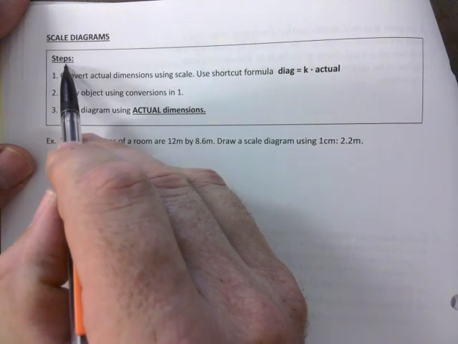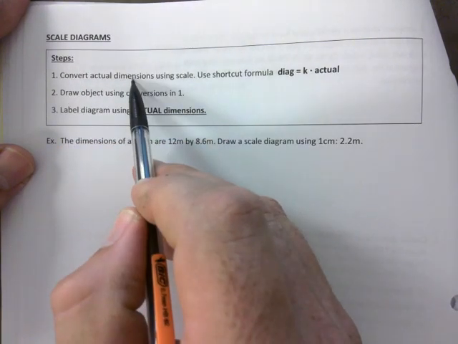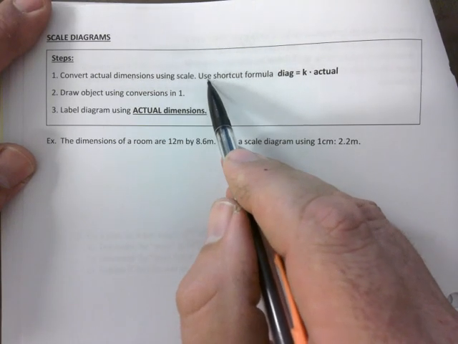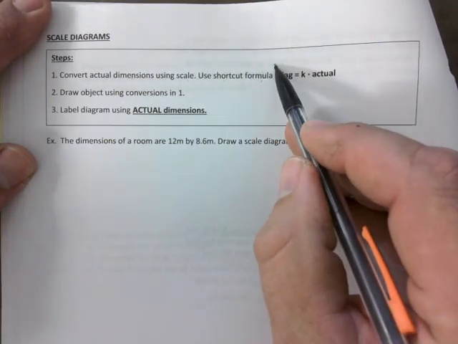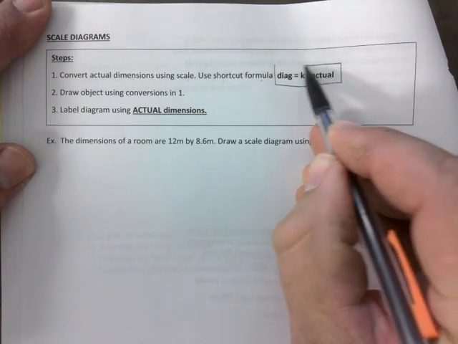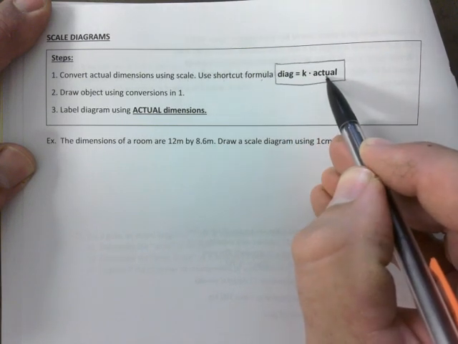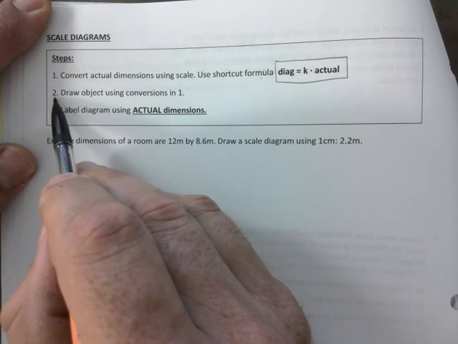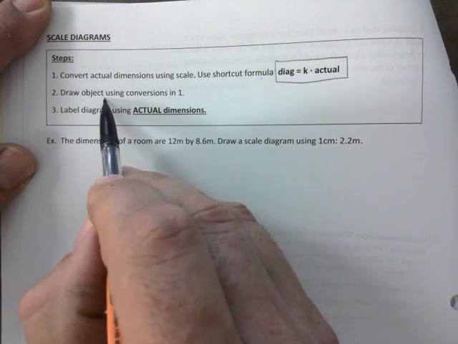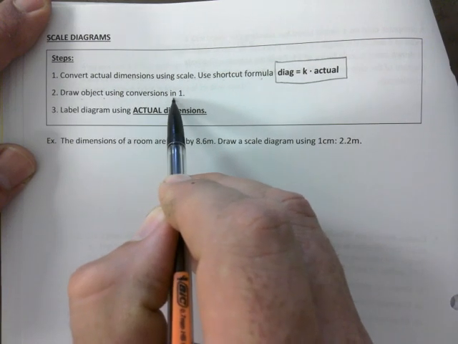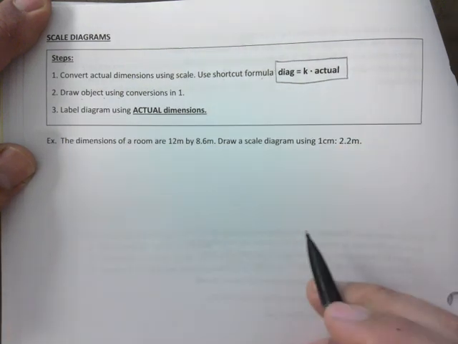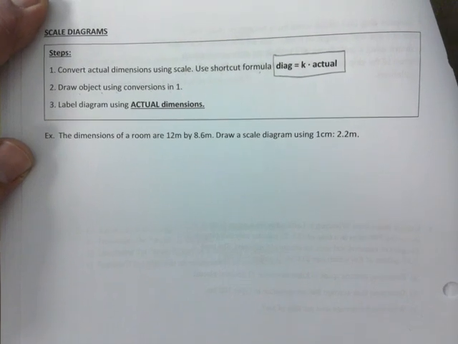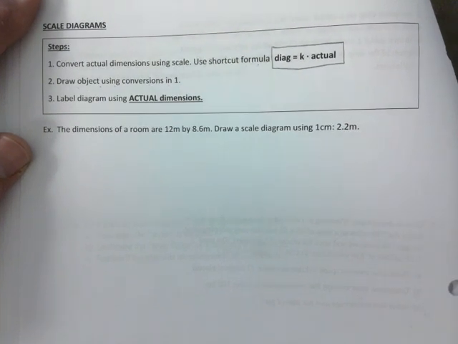For scale diagram steps, convert actual dimensions using the scale. You can use the shortcut formula to get the diagram dimension: you just go scale factor times the actual dimension, and that's how you get it. Second step, if you're asked to draw it, you draw the object using the conversions in step 1, and then label the diagram using actual dimensions. So this would be a graphing scenario.